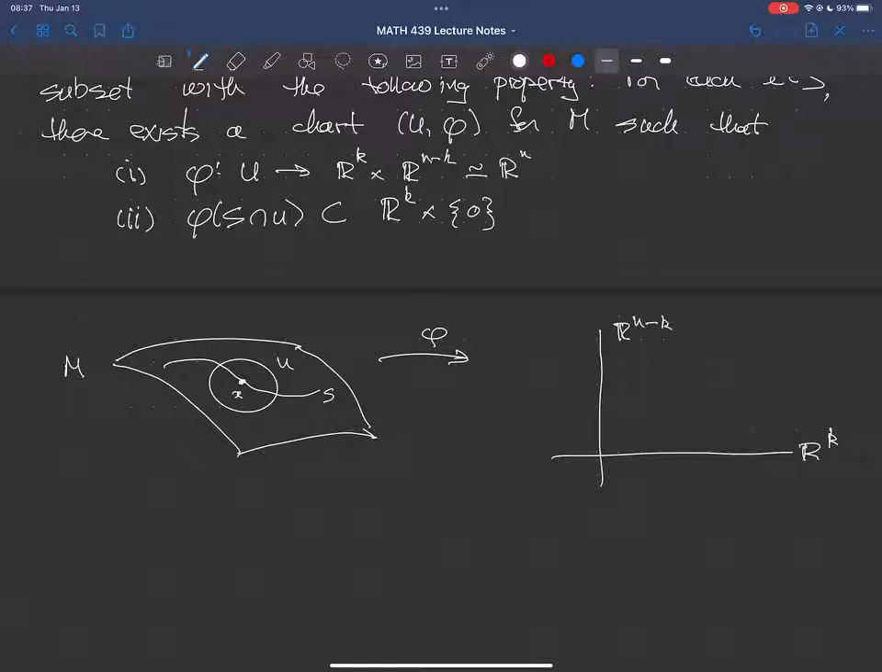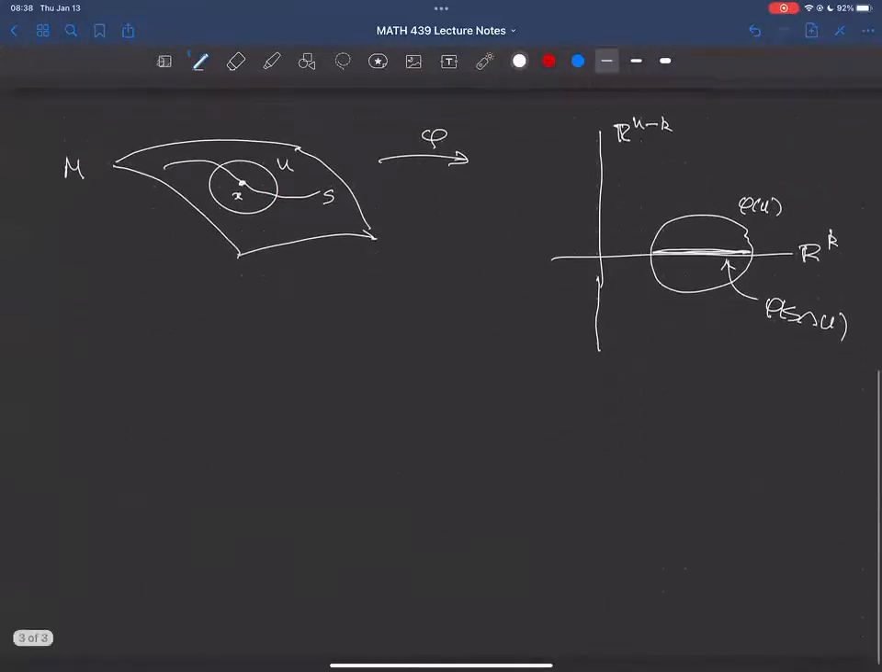And the definition says that this chart should have the property that the points here in S get mapped to the Rk part of this product. So that looks like this. This bit right here is phi of U, and this bit right here is phi of S intersect U. So that's how to picture what that definition means.